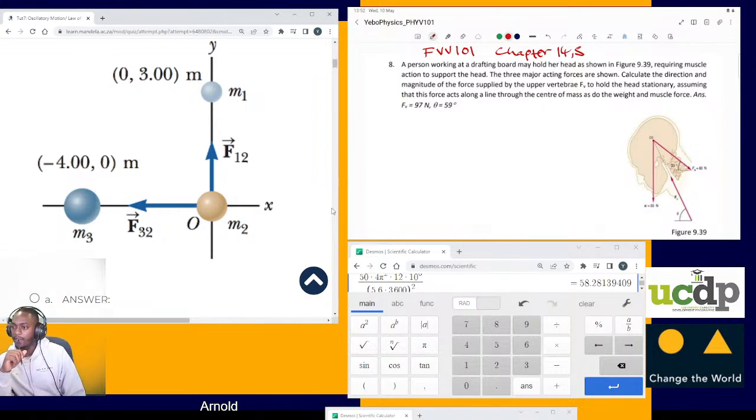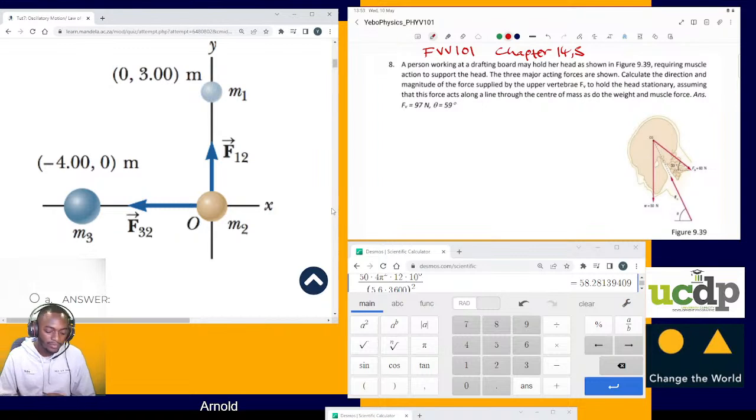Question 8 reads, a person working at a drafting board may hold her head as shown, requiring a muscle action to support the head. The three major acting forces are shown. Calculate the direction and the magnitude of the force supplied by the upper vertebrae, which is Fv, to hold the head stationary, assuming that this force acts along a line through the center of mass, as do the weight and the muscle.